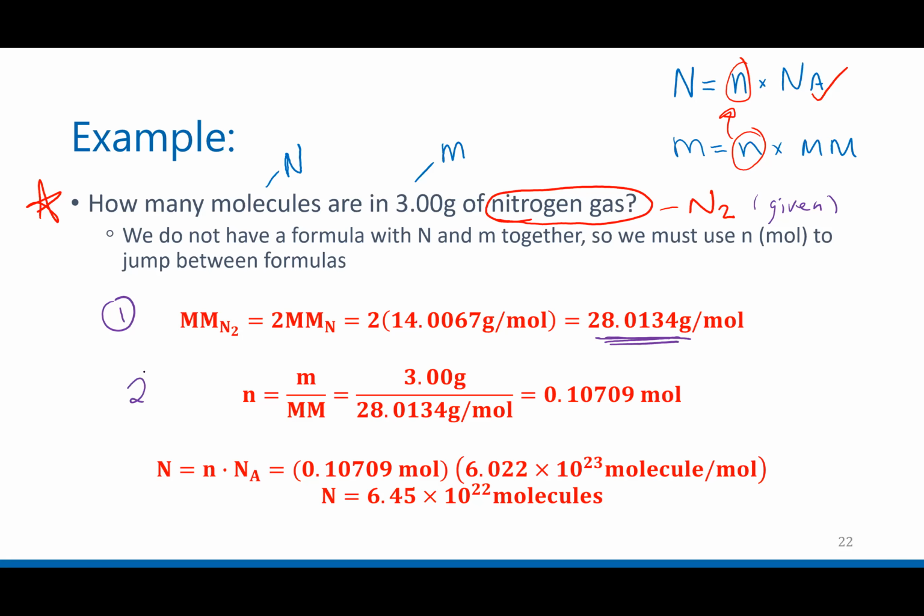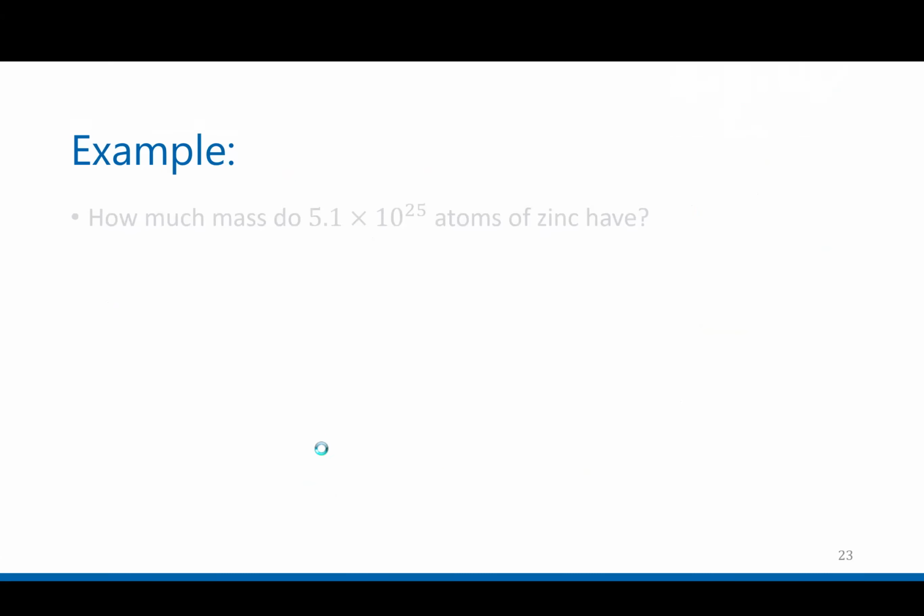All right, step 2, calculate your number of moles so you can solve the question. So moles is equal to mass over molar mass. That's just the formula from my data book rearranged.